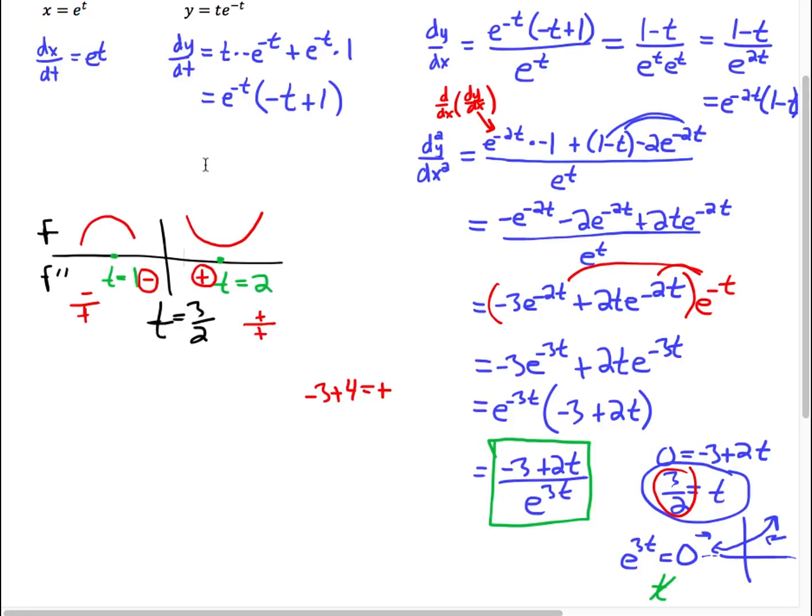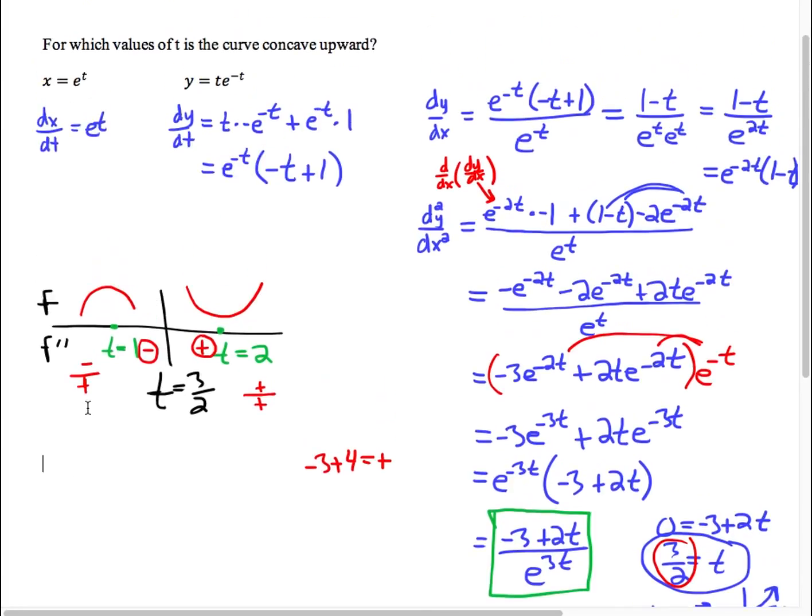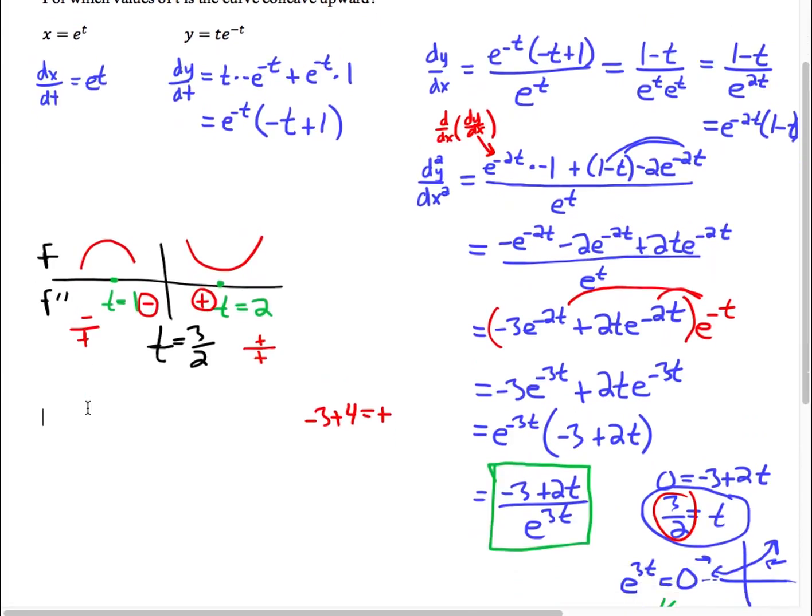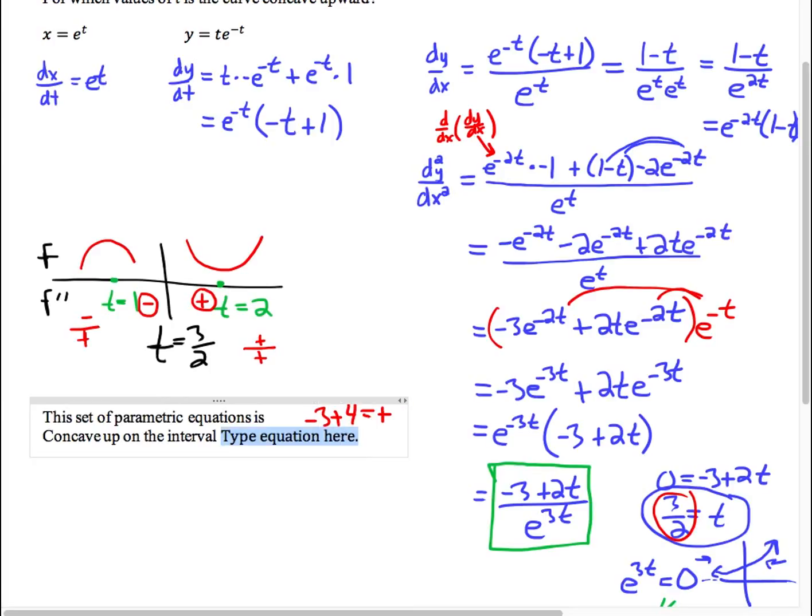So now I think I'll just get my text out and write a little sentence. They asked where is it concave up, so I'm going to say this set of parametric equations is concave up on the interval t is greater than 3/2. Or you could put interval notation and go 3/2 with a parenthesis, of course, out to infinity.